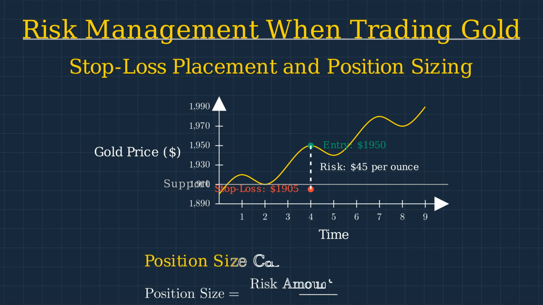To calculate position size, divide your risk amount by the risk per ounce. With a maximum risk of $200 and a $45 per ounce risk, you can trade 4.44 ounces.